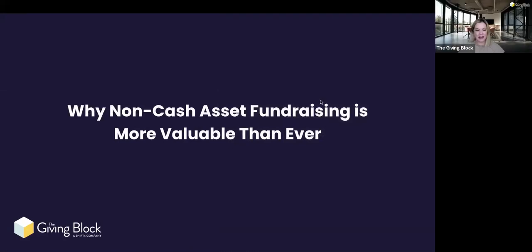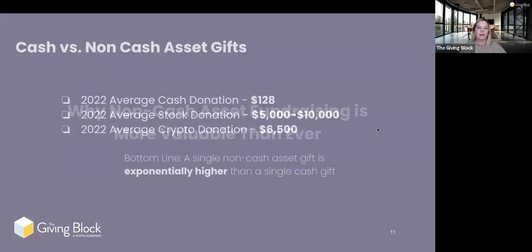Thanks so much, Amanda. All right, so we're going to jump into a little bit more on why non-cash asset fundraising is more valuable than ever, especially at this particular juncture. So let's just take a look at these numbers here for the average gift size last year. Your average cash donation came in at $128.